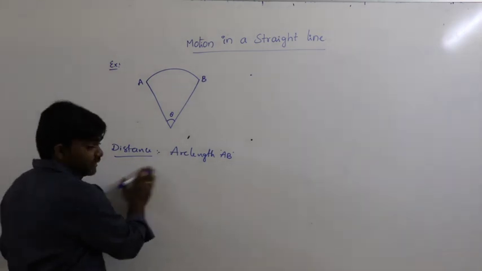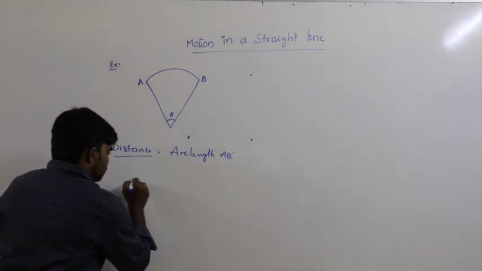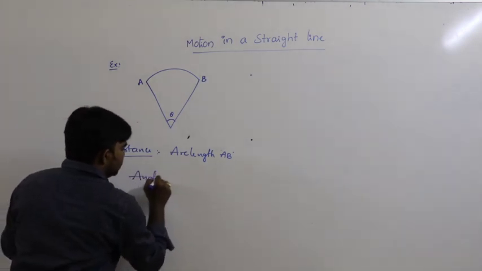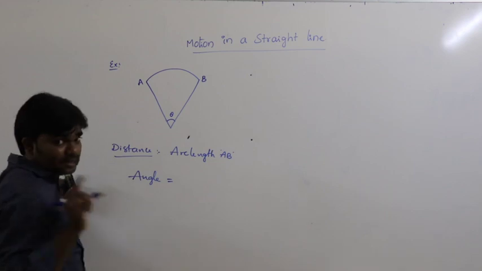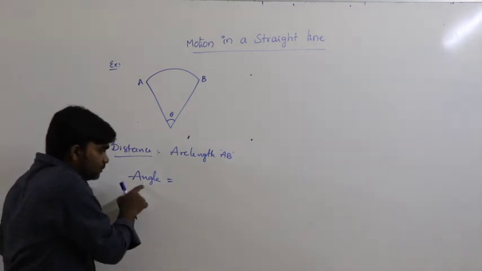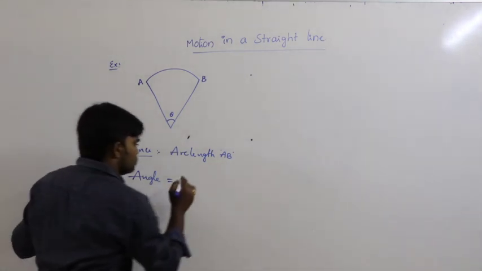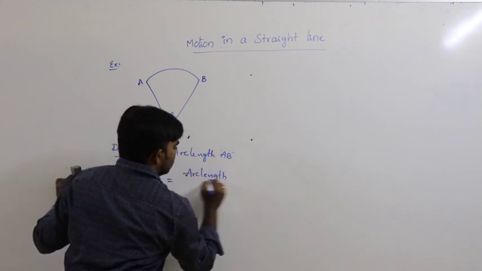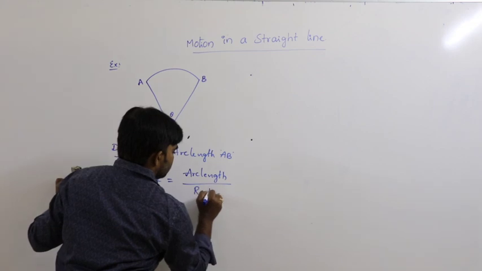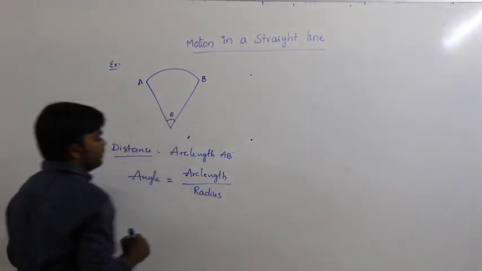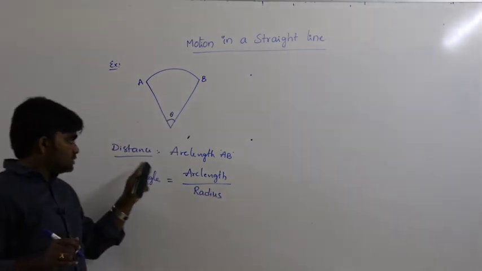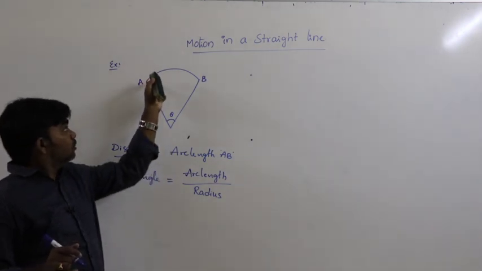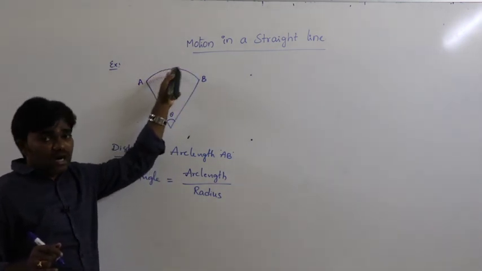So according to the sector angle formula, the angle subtended at the center is equal to arc length divided by radius. Distance is nothing but the total path followed from A to B, that is arc length AB.